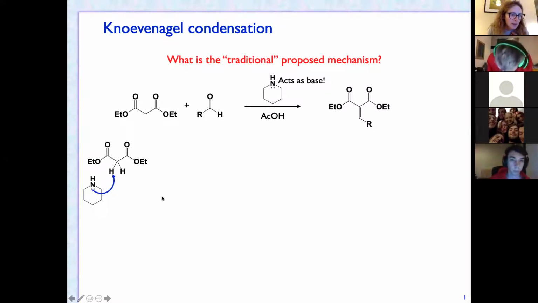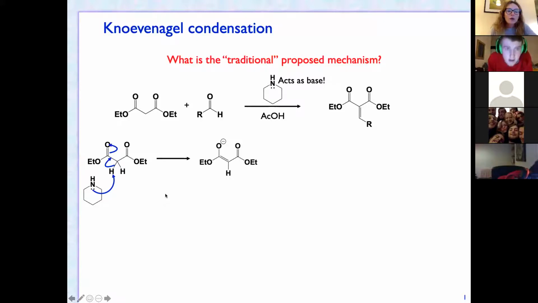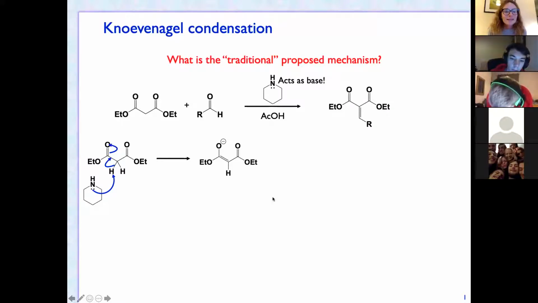And then what happens? It will form an enolate. Yeah, we have the formation of an enolate form. And what does the enolate do? The double bond attacks the aldehyde. It attacks our aldehyde, okay.